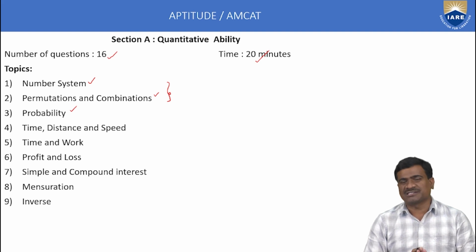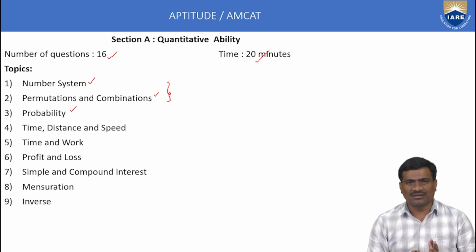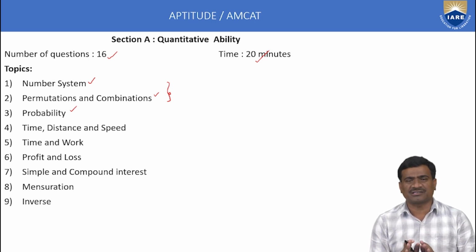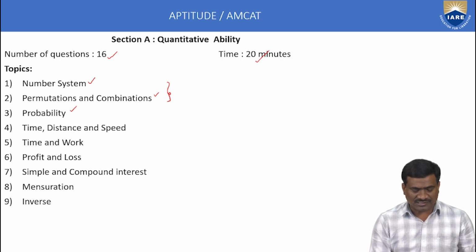About number system, that means properties of numbers. Subtopics in number system: unit digit concept, remainder concept, LCM and HCF, logarithm, and also prepare simplifications. Those models are again important to number system. Next, permutations, combinations and probability.